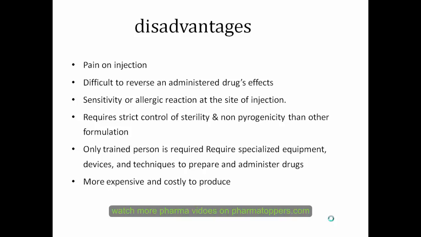If it is non-sterile or pyrogenic, then there should be no use of the parenteral, because these types of formulations are directly injected into our bloodstream, and if they do not meet the criteria of being sterile and non-pyrogenic, then inflammation and infection commonly occur. For administration of parenterals, only a trained person is required, because we cannot have self-medication, and it is a more expensive and costly product.